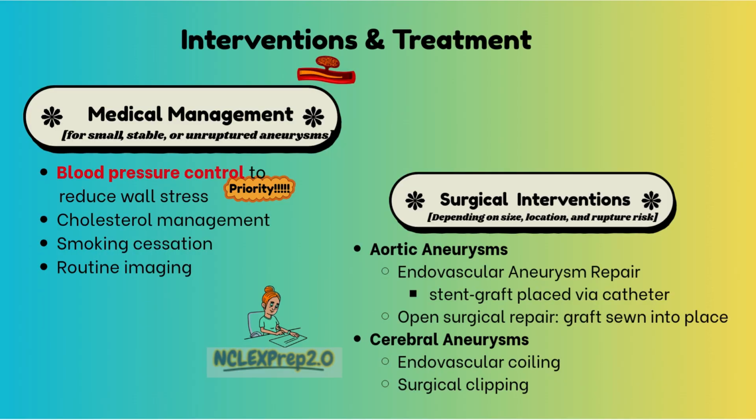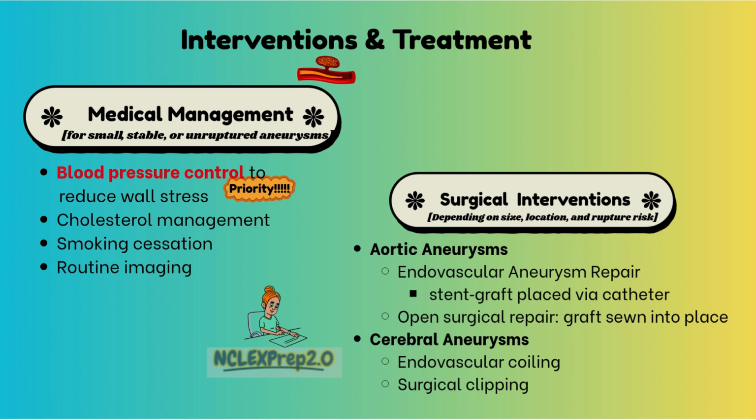Medical management of aneurysms is used for small, stable, or unruptured aneurysms. This includes steps to prevent further damage or stress on the walls of the arteries: tight blood pressure control with antihypertensives like beta blockers, ACE inhibitors, ARBs to reduce the wall stress from hypertension, cholesterol management. Remember, one of the risk factors is atherosclerosis. Smoking cessation, routine imaging every 6 to 12 months for monitoring, especially if the aneurysm is small, it might grow over the years. So you have to be screening every 6 to 12 months just to monitor.